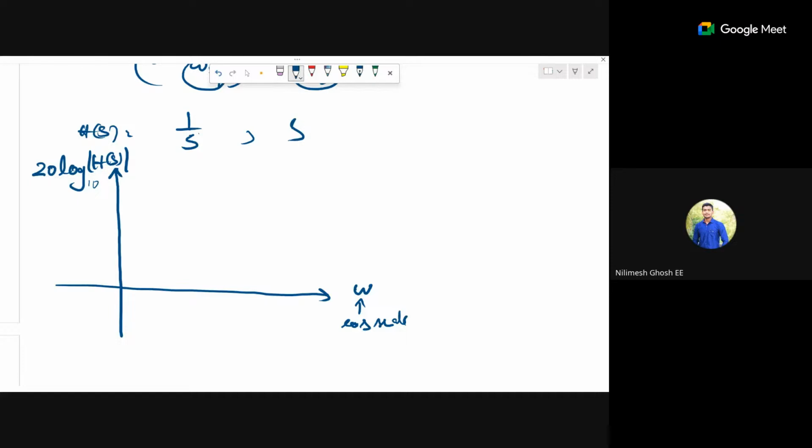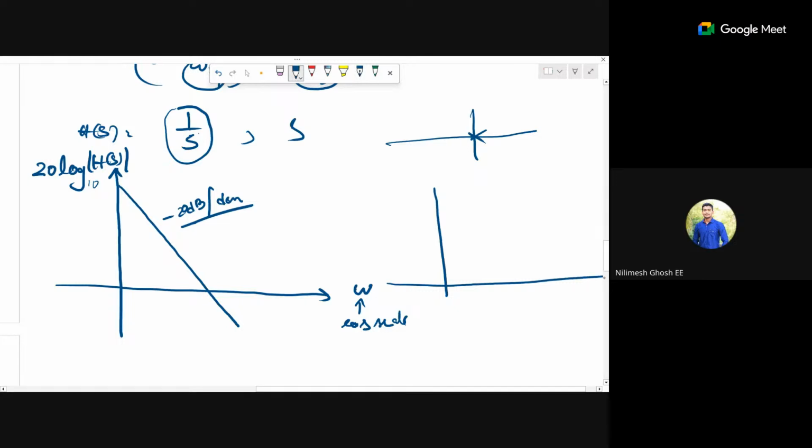Now see, this 1 by s pole will contribute minus 20 because this is a pole, right? It's a pole at s equal to 0, so this will contribute a minus 20 dB per decade slope. And a zero will be exactly opposite to this. A zero will cause a plus 20 dB per decade slope. This is also 20 log magnitude of H(s), and this is omega.